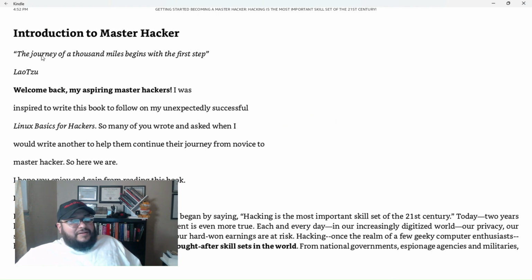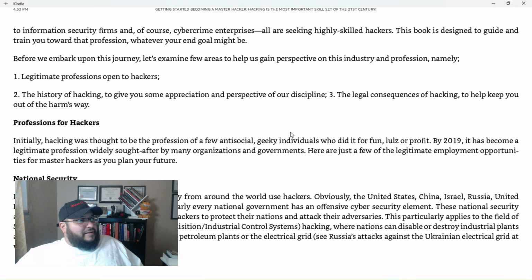And what I like about this book is he puts a lot of inspiring quotes in here. So, Introduction to a Master Hacker. The journey of 1,000 miles begins with the first step. That's Lao Tzu. So we're going to skip all this. He had a wonderful time writing it. That's nice. This goes through professions of a hacker, so read this part if you buy this book.